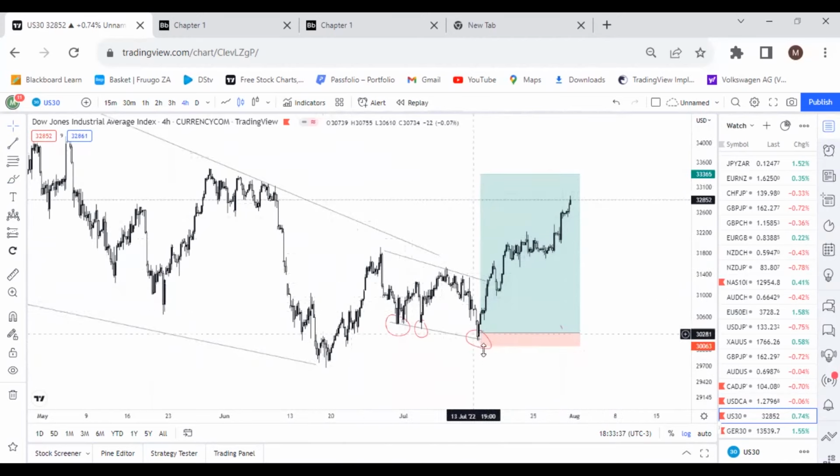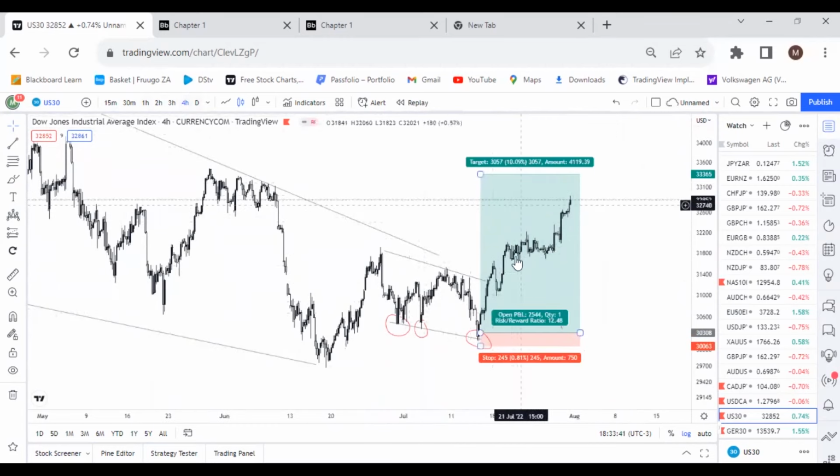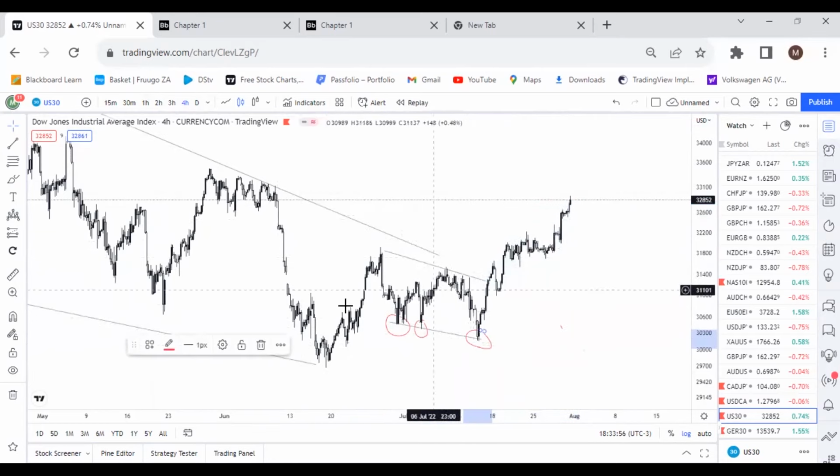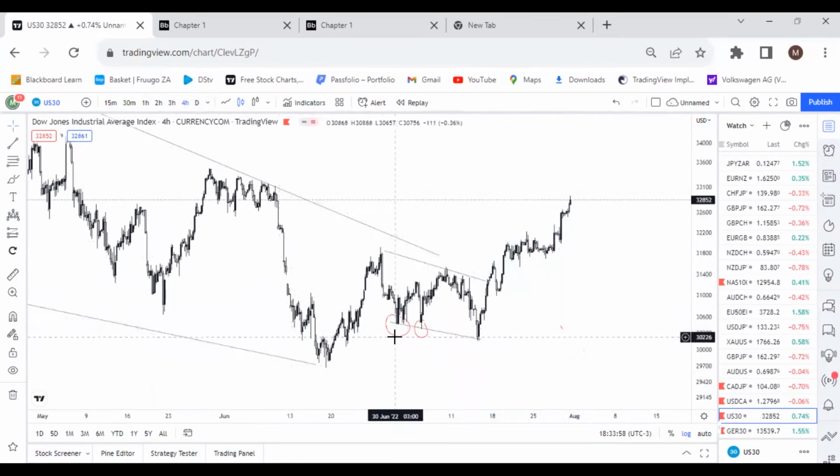As you can see, this is the 4-hour time frame. So this is, let me just check, to the current price, this is about 8%, which is ridiculous for an index. So you would have maximized your profits there, and basically had a field day.